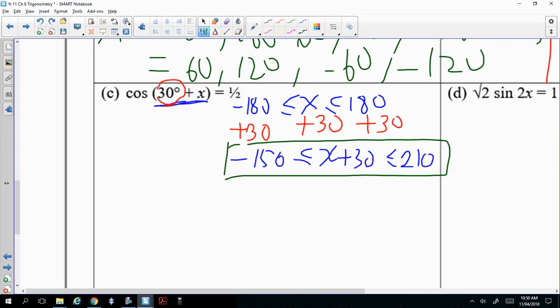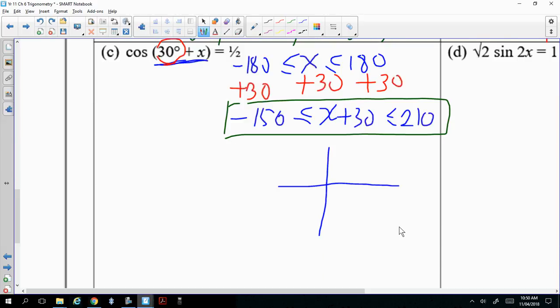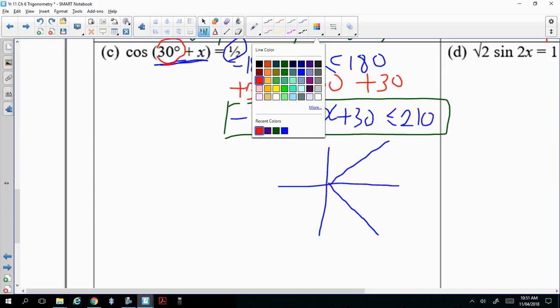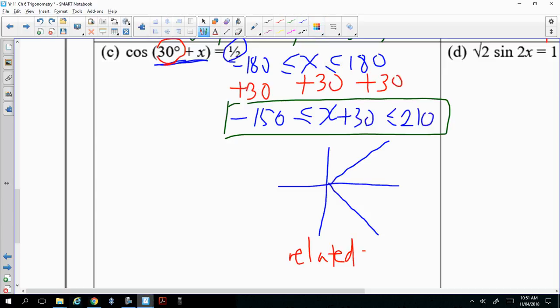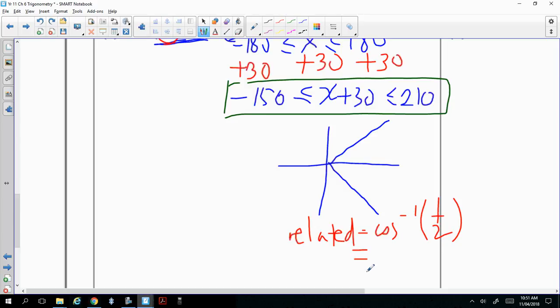Alright, the first step is to look at the quadrant. Which quadrant is it in if cos x is positive? It's in the first or fourth quadrant, right? Half is positive. And then you find the related angle. Related is equal to cos inverse of half. And cos inverse of half, using a calculator or the exact value, is 60. Label 60.